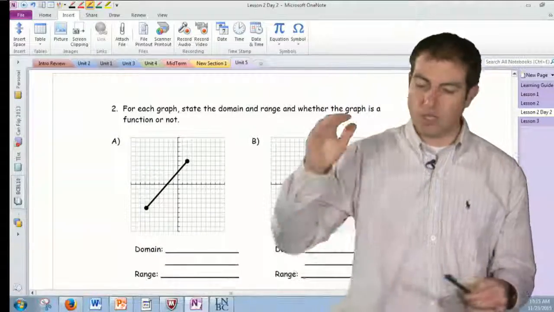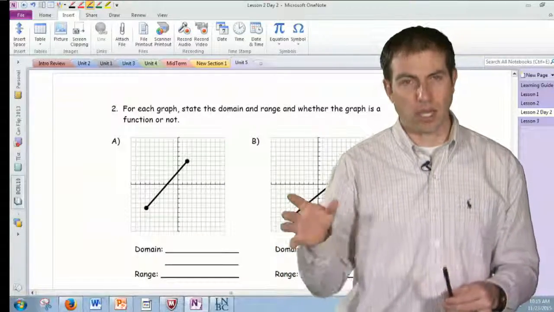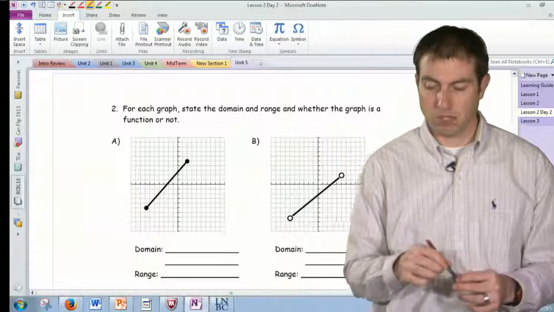So I'm going to give you a few seconds to do that one. If you want to go on and try B as well with the open dots, you can, but if not, that's fine. Just stay with me.